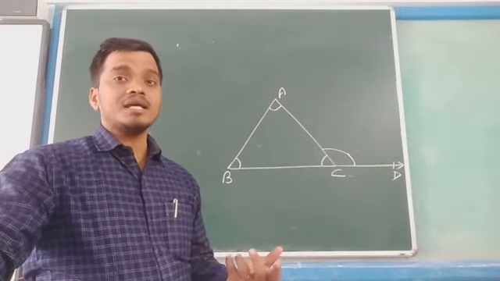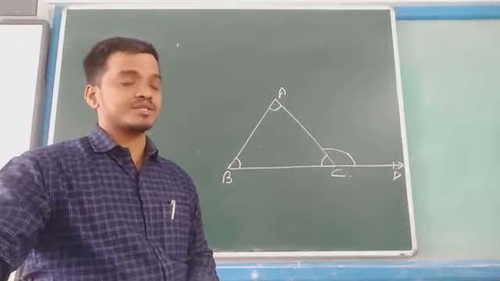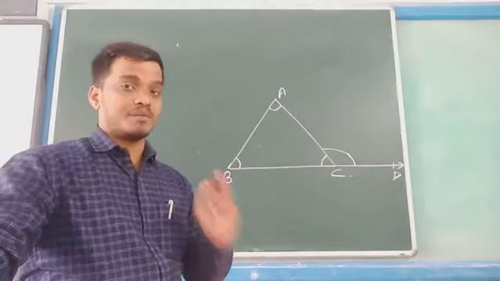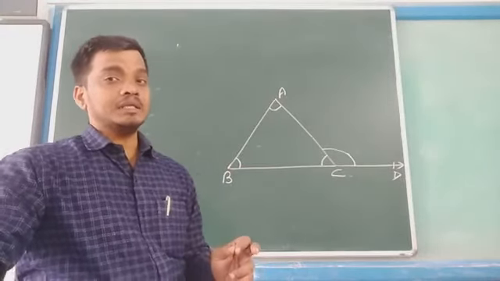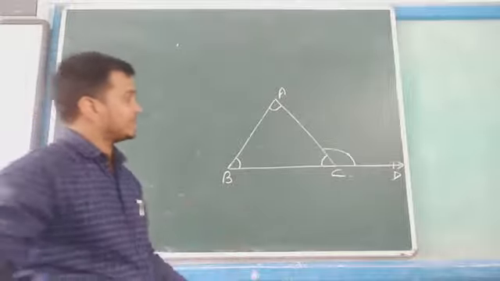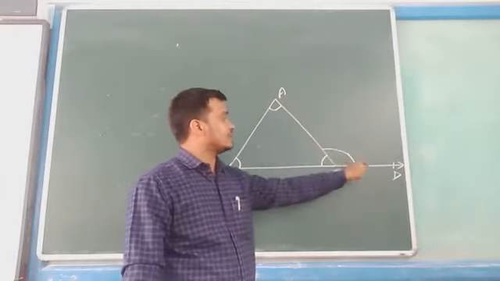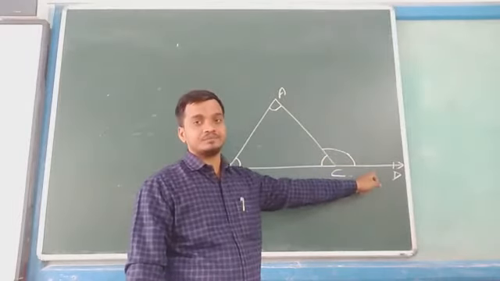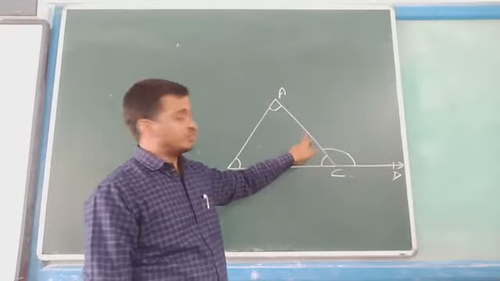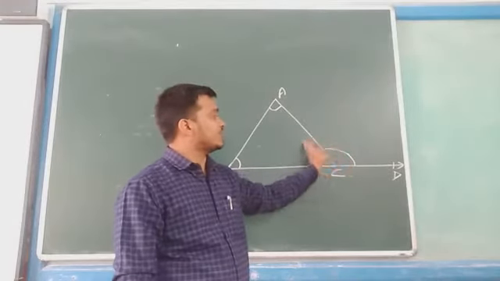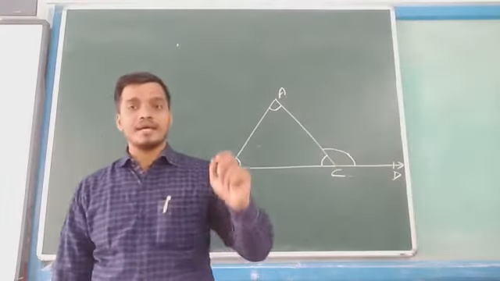But exterior angle, the angle which is framed outside of the triangle, is known as the exterior angle. But one thing you have to remember, while taking the exterior angle, the angle should be framed with the help of one side of the triangle and the extended side. This is the extended side and this is the one side of the triangle. With the help of these two sides only, whatever angle is framed, that angle is only known as the exterior angle.